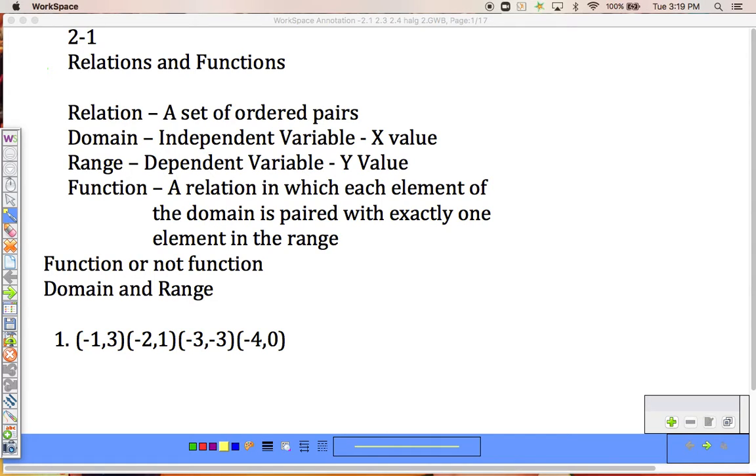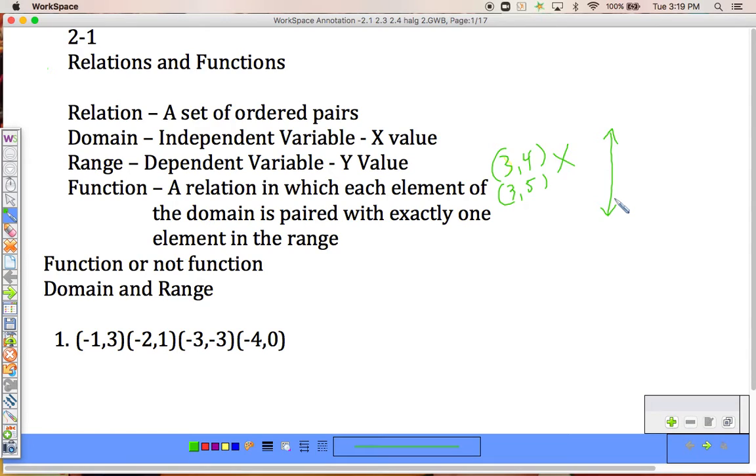I'm going quick, so pause if you need to at any point. The function is a relation in which each element of the domain is paired with exactly one element of the range. This means you cannot have the same x going to two places. You can't have the ordered pairs (3, 4) and (3, 5). That's bad. That's not a function. It also has to pass the vertical line test. If it passes the vertical line test, which means it only touches the graph once, it is a function. All right, so given this, I'm going to give you this relation.